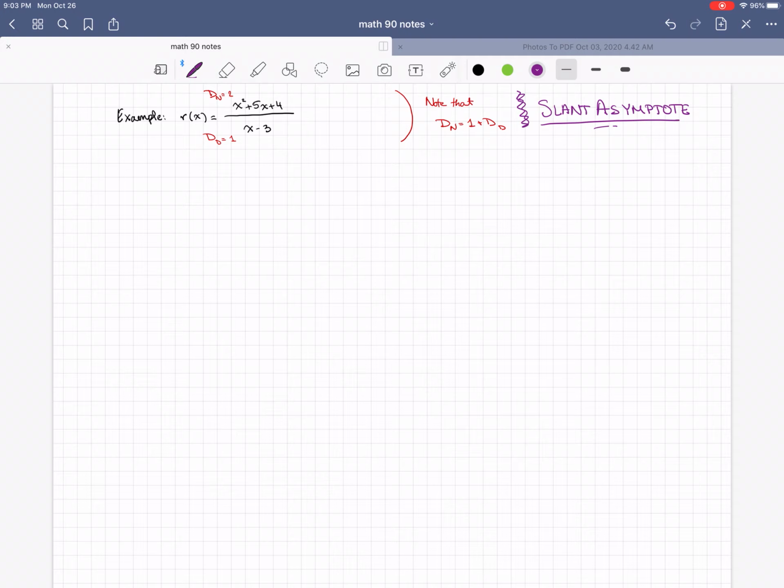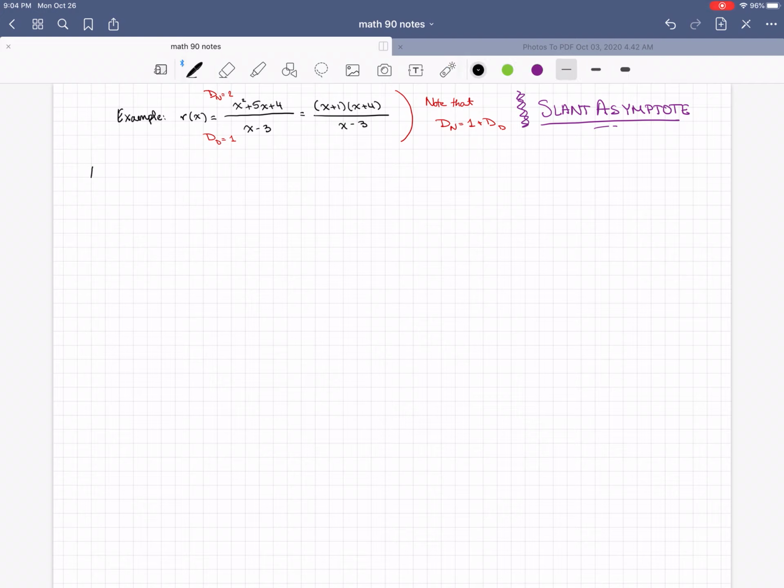Now, I left a space here because I'd like to write everything in factored form. X squared plus 5x plus 4 factors nicely. It's x plus 1 times x plus 4 over x minus 3, and you'll notice that there aren't any matching factors in the numerator and the denominator. So we can feel comfortable that there are no holes in this graph, but we should always be on the lookout for them.